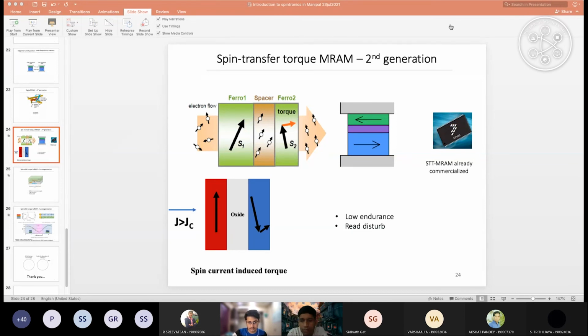Yeah, I was asking that I couldn't understand the working of this MRAM. So can you explain that once again, like how it changes direction? Okay. So it affects maybe resistance? Yeah. Okay. Can you see my slide?